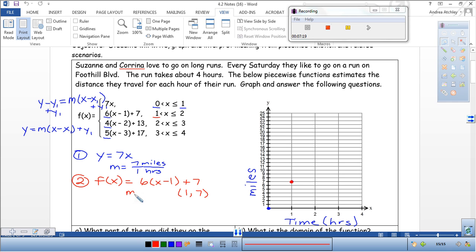And then we have our slope, which again is 6 miles for every hour. So from here we're going to go up 6. 1, 2, 3, 4, 5, 6, and over 1. Let me connect my dots. So this one was here. And this one was here.